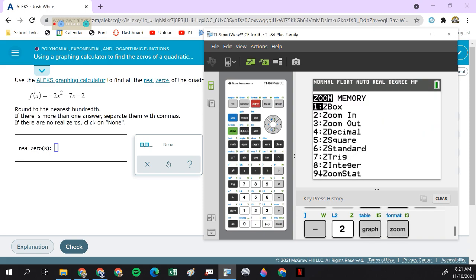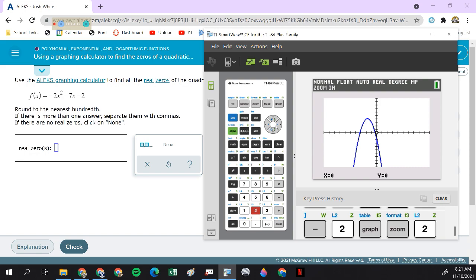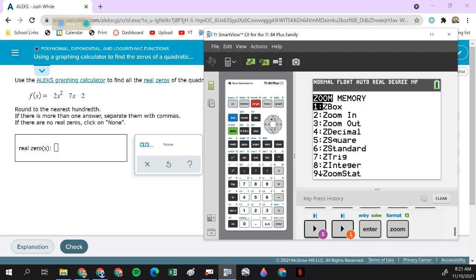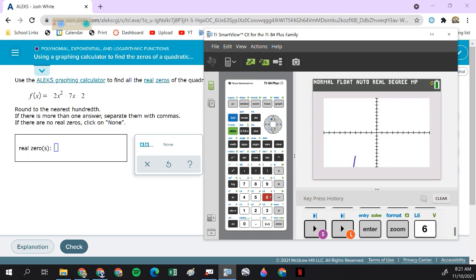Oh, hold on a second. Let's say my graph looks weird. How do I get back to the regular graphing screen? You push zoom and then number 6 for standard. So zoom 6.